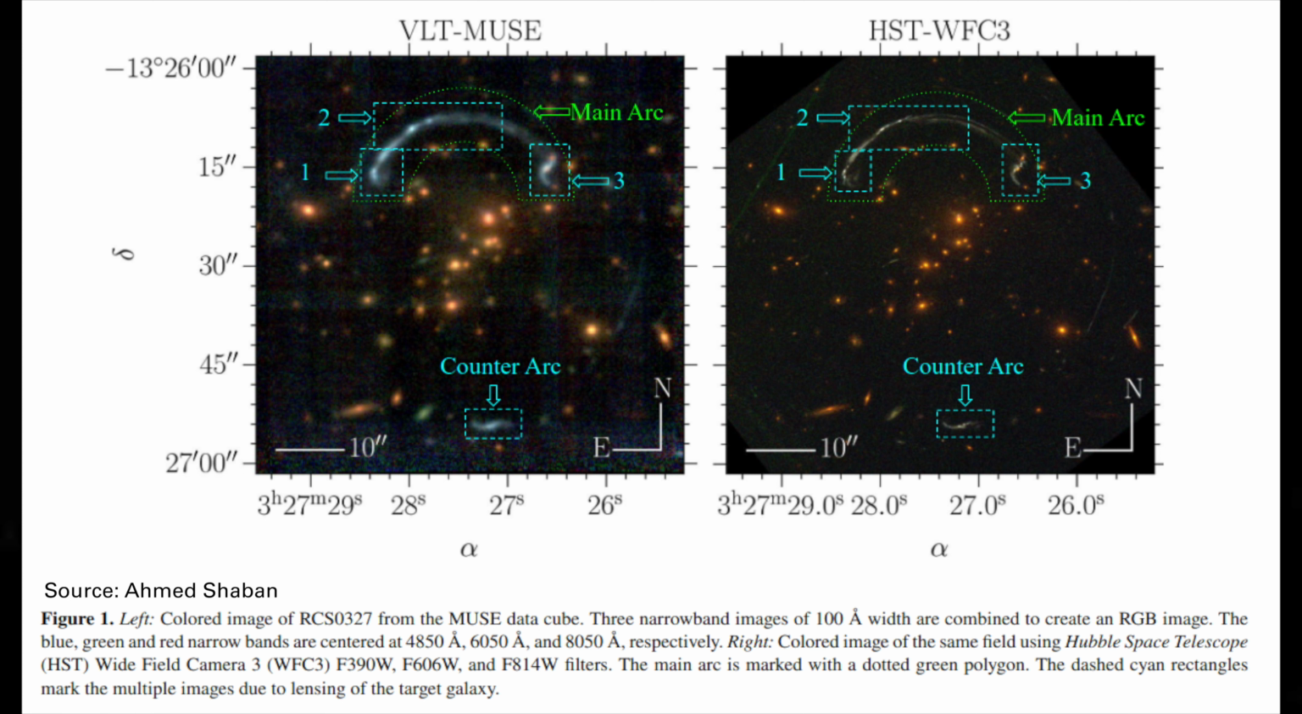And the main arc consists of multiple images, which are shown here: image 1, image 2, and image 3. And the counter arc represents a full image of the galaxy on the source plane. The instrument that we are using here is called MUSE, which is an abbreviation for the Multi-Unit Spectroscopic Explorer. It is mounted on the Very Large Telescope in Chile, and it has a mirror diameter of 8.2 meters.